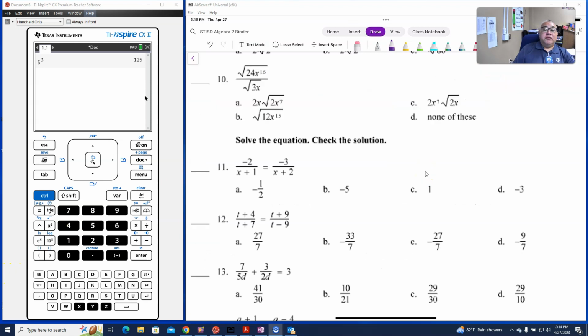For 10, you have 24 and 3. So what you want to do is you can go ahead and make this into one radical. So you have 24 x to the 16th divided by 3x. So if you can divide, go ahead and divide. So you get the square root of 8. And we have x to the 15th.